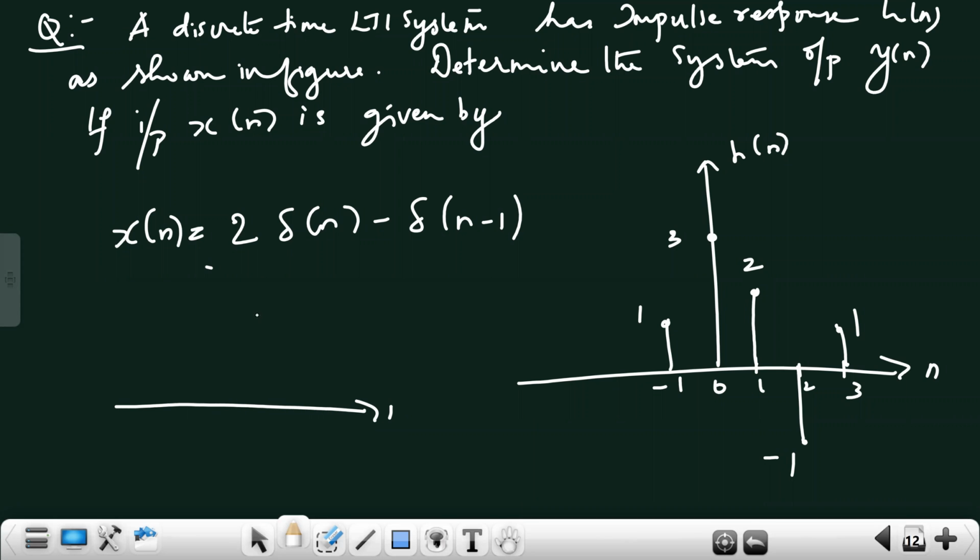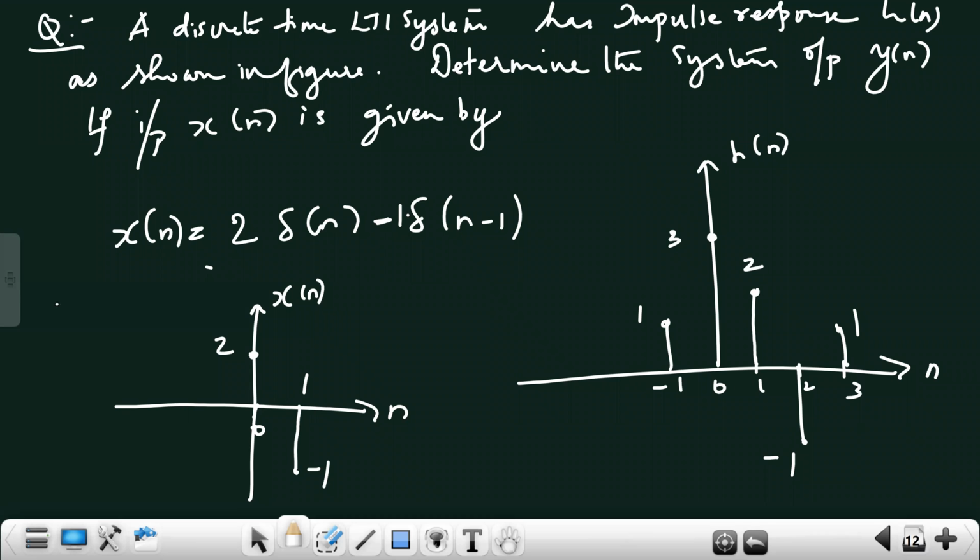So first, 2 del of n. At 0 the amplitude will be 2. And minus del of n minus 1, at plus 1 the amplitude will be minus 1. Very good. So at plus 1 the amplitude will be negative 1, because del of n is shifted towards the right, that is del of n minus 1, and here you have a minus sign, meaning the amplitude is -1. So I have shifted the sample downwards. So the amplitude is -1 at n equal to 1. This is the graph that you can draw after observing the given question.